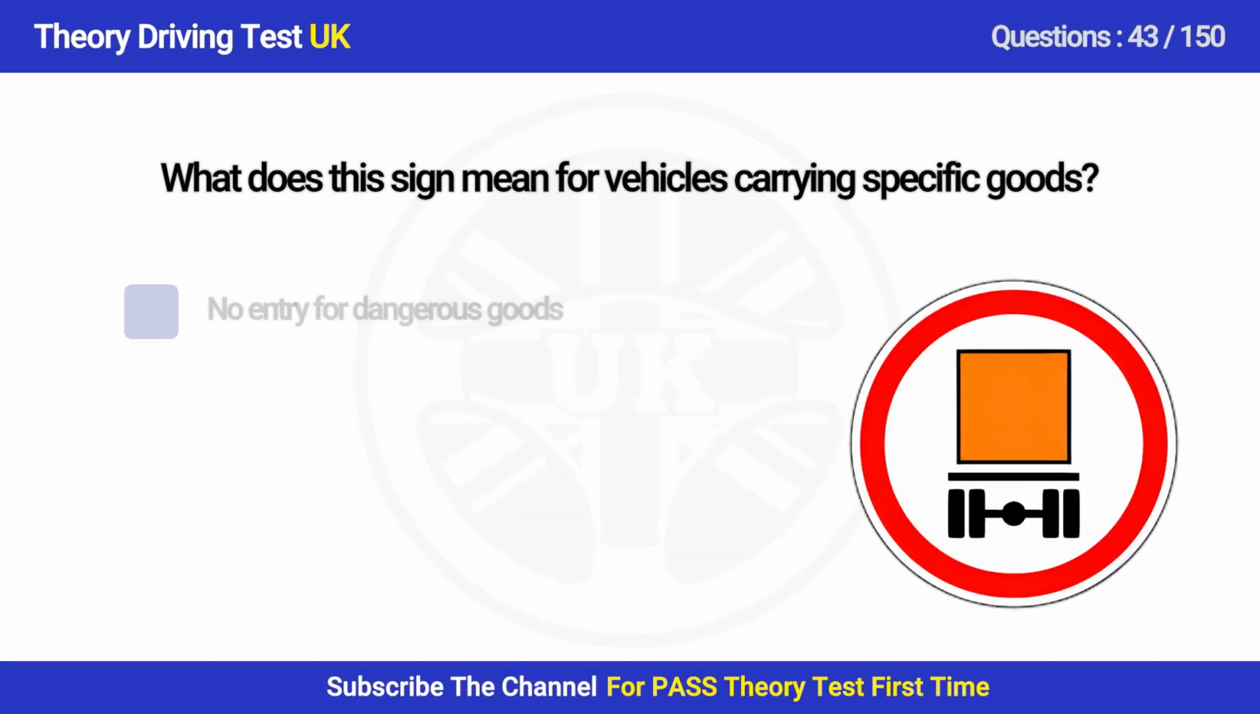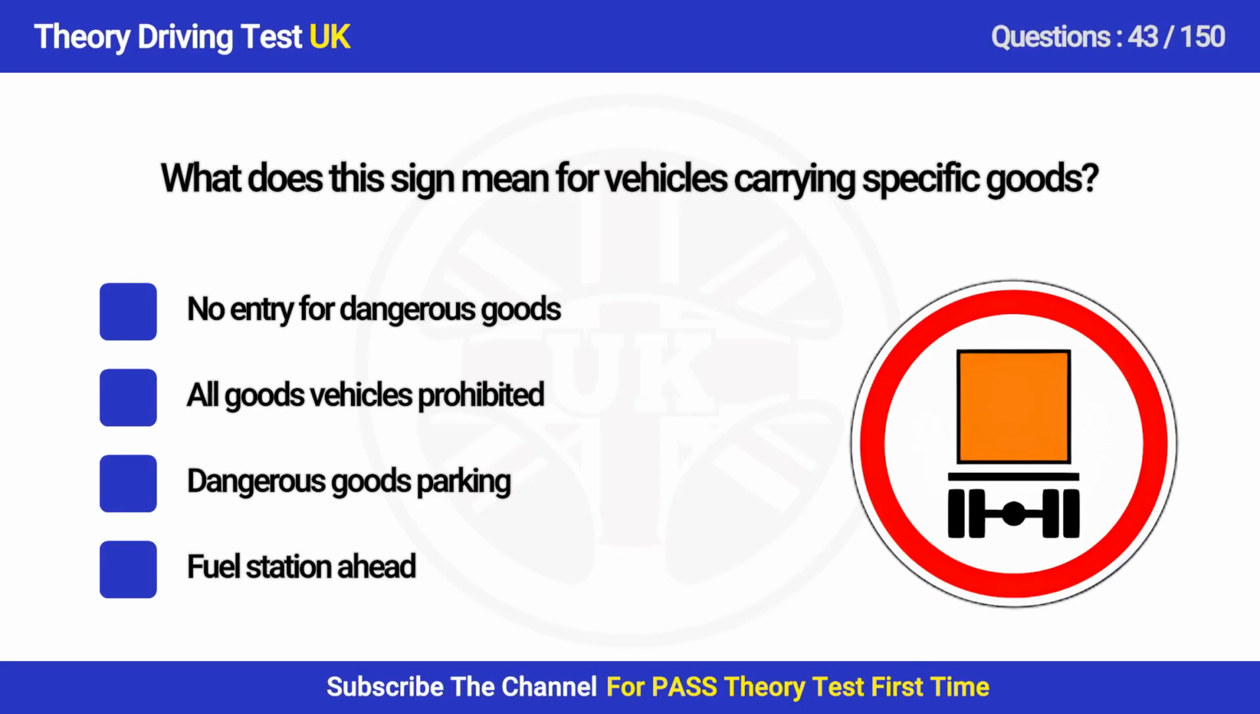Question 43. What does this sign mean for vehicles carrying specific goods? A. No entry for dangerous goods. B. All goods vehicles prohibited. C. Dangerous goods parking. D. Fuel station ahead.